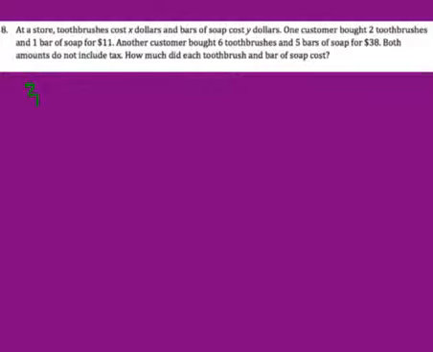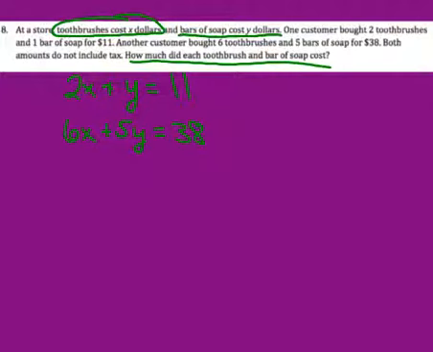Purple? Green? Okay. At the store, toothbrushes cost x dollars and bars of soap cost y dollars. So you should already know what your x and y are. So one customer bought 2 toothbrushes, so 2x, and 1 bar of soap. Another customer bought 6 toothbrushes and 5 bars of soap, and that equals 38. Both amounts do not include tax. How much did each toothbrush and bar of soap cost? So this is perfect. We're finding price again.